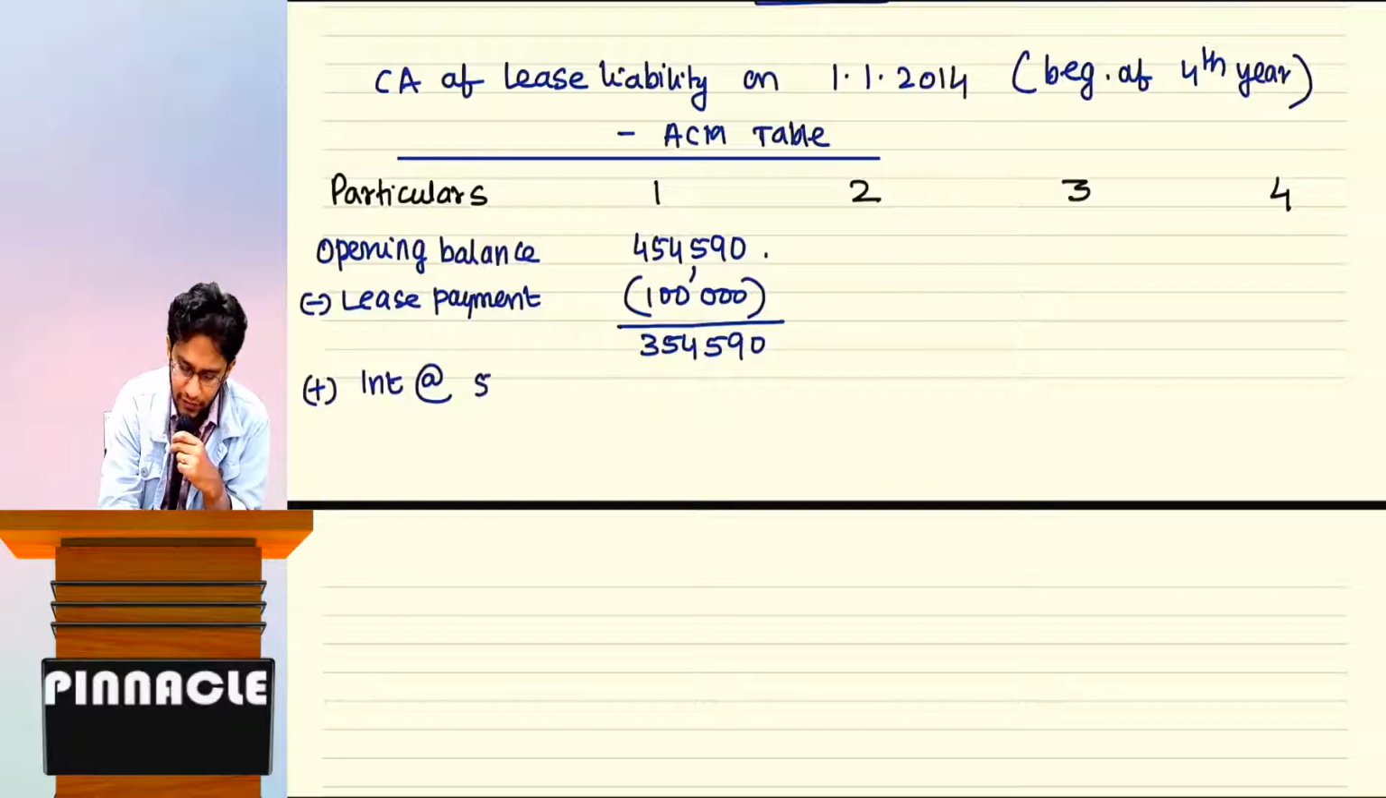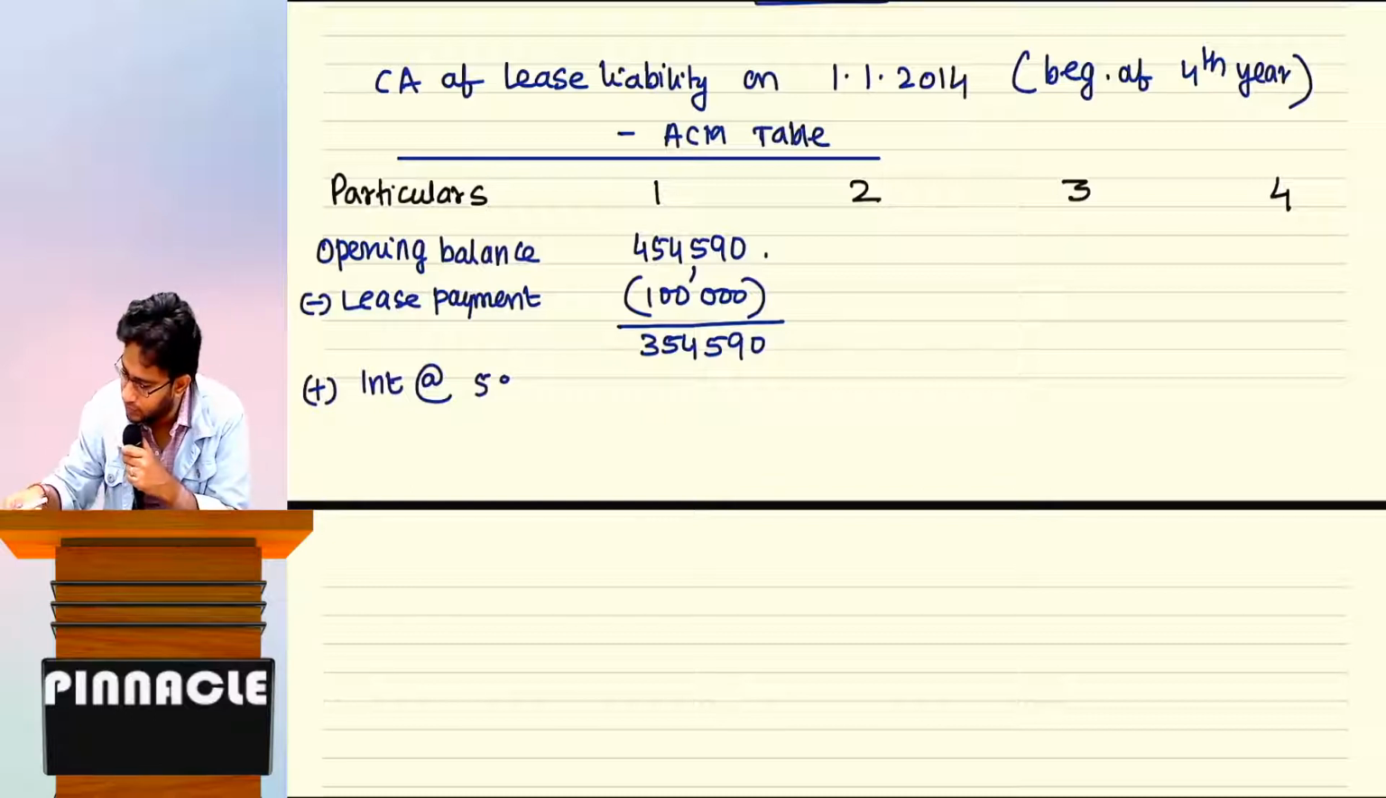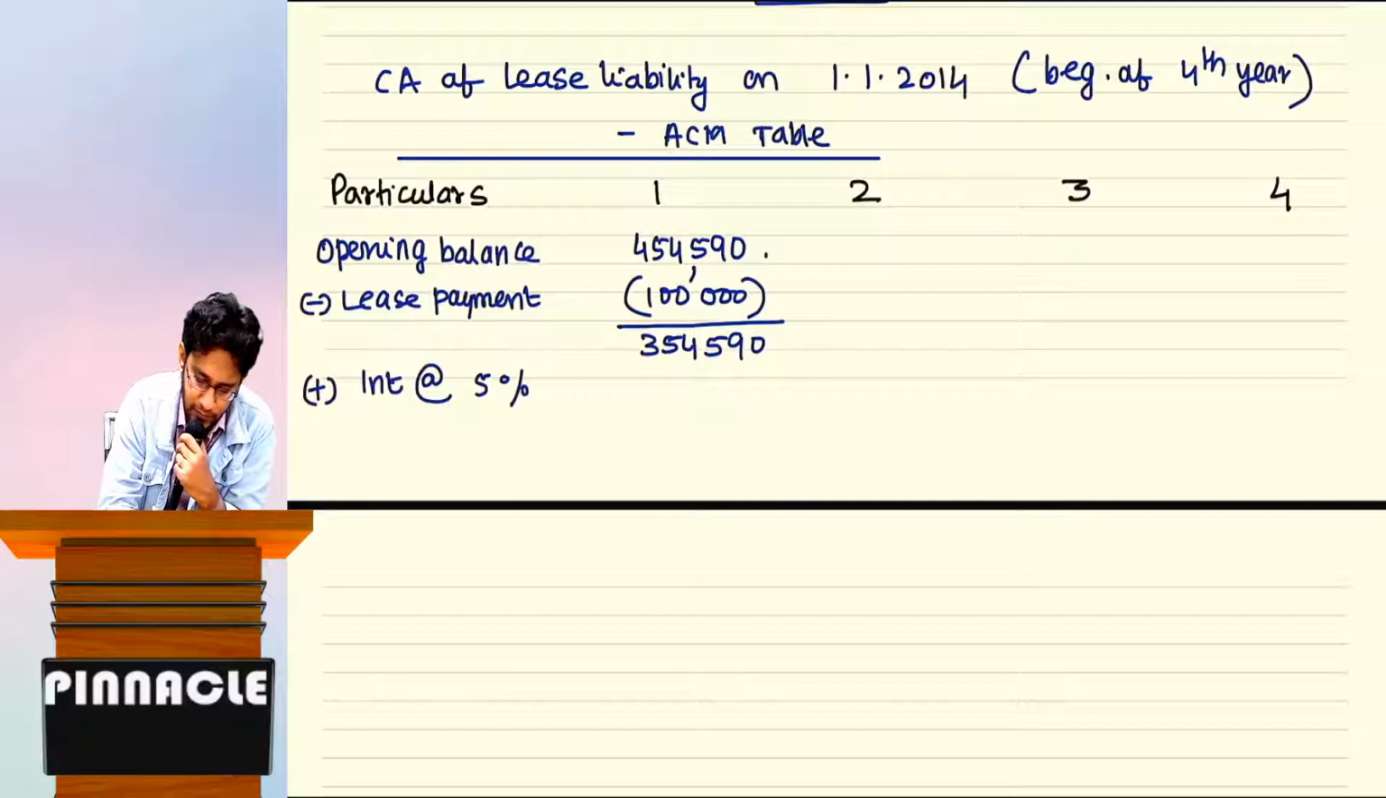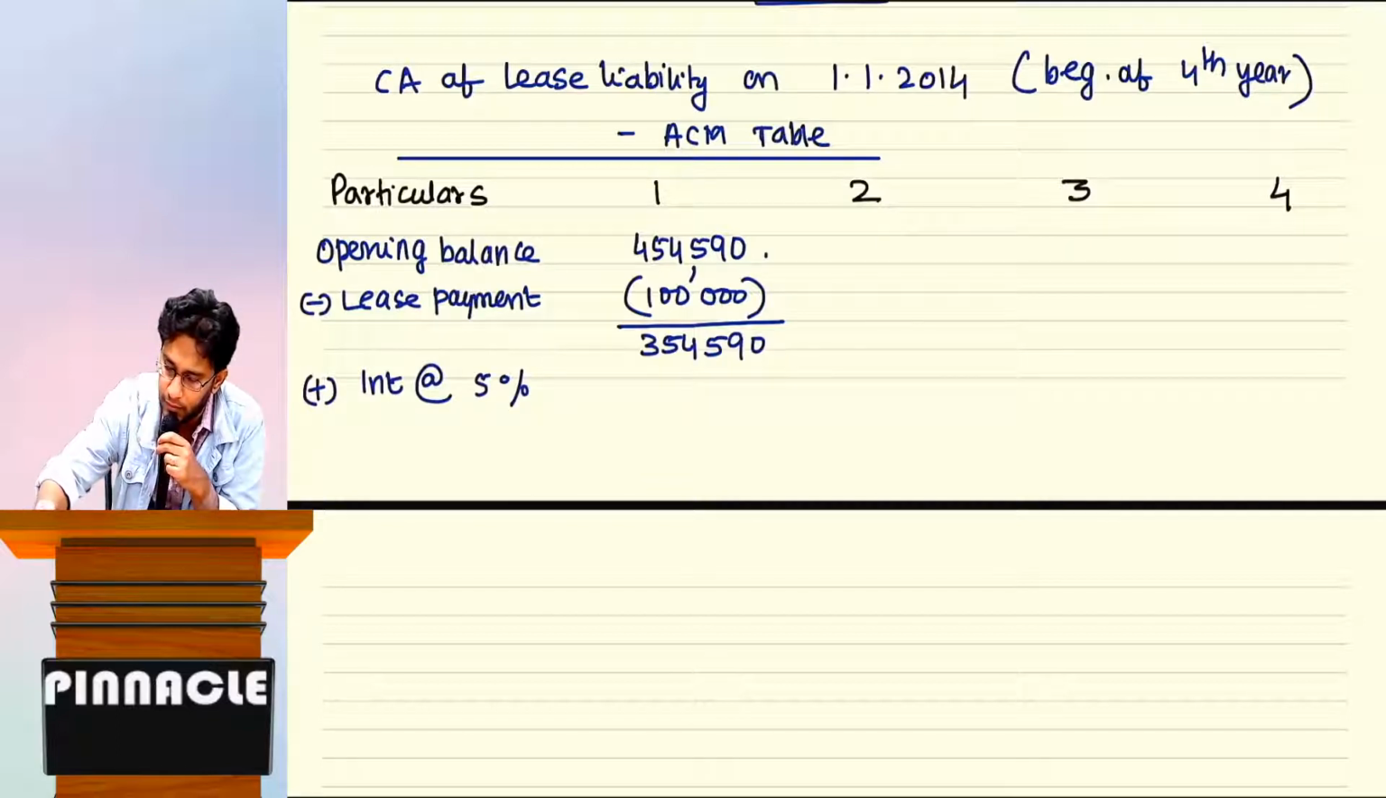What is the discount rate? 5, 6, 5 only. $17,730.